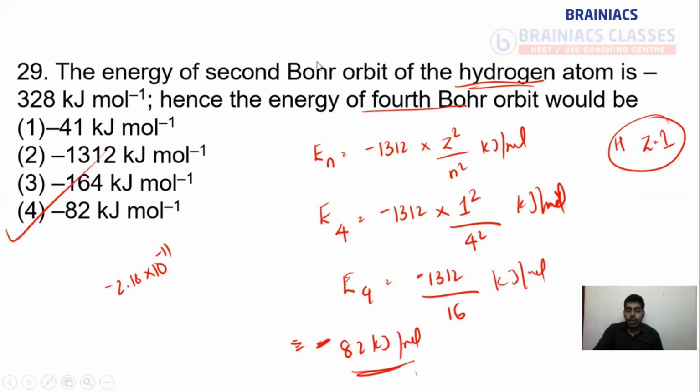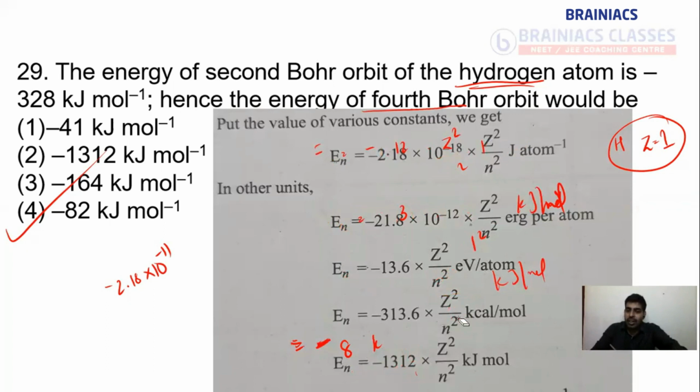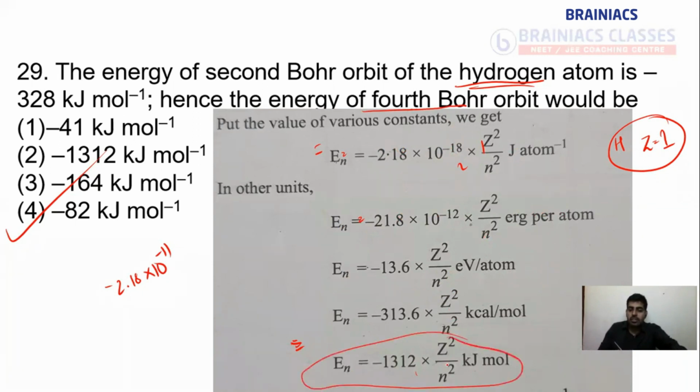So you have to choose the equation of energy based on the answer. Sometimes the answer is given in kilojoules per mole, sometimes in joules per atom, or sometimes in ergs per atom. Based on the answer, you have to choose the equation of energy. Here, energy is given in kilojoules per mole, so we choose this equation. I think it's clear.